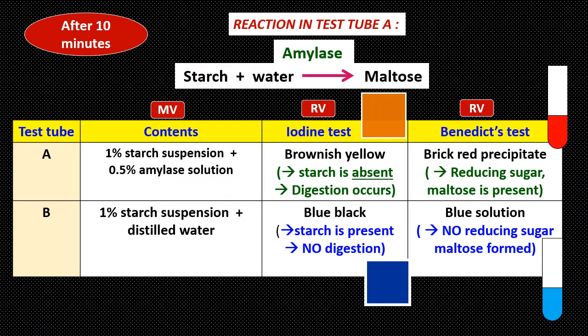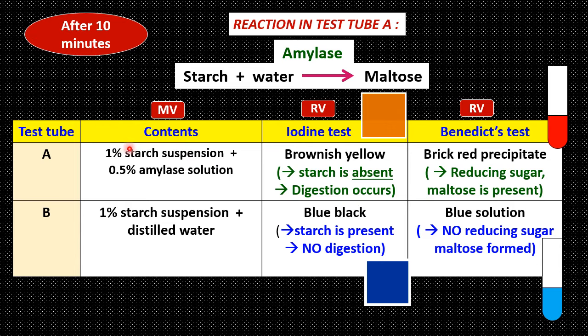Right, let's look at the results of our experiment. Test tube A contains starch suspension and amylase solution. After 10 minutes, when we test it with the iodine test, we found that the mixture was brownish yellow. This brownish yellow color is actually the color of the iodine. That means there is no reaction to the iodine test, meaning that starch is absent. There's no blue-black color. So if it's brownish yellow, it shows that starch is absent.